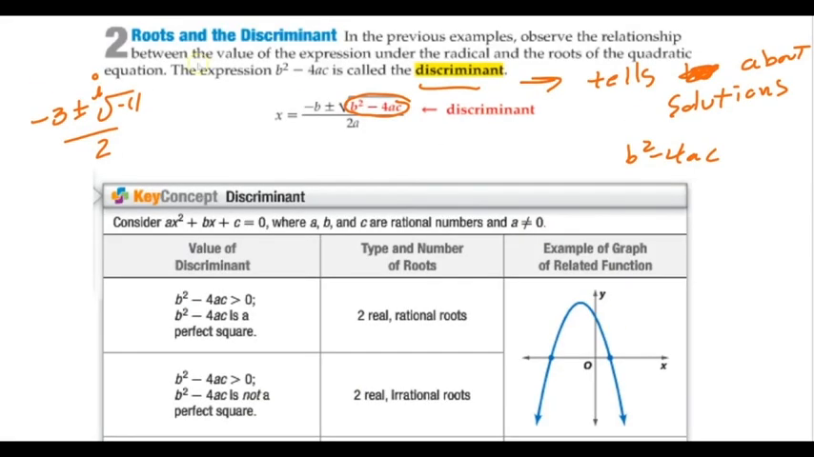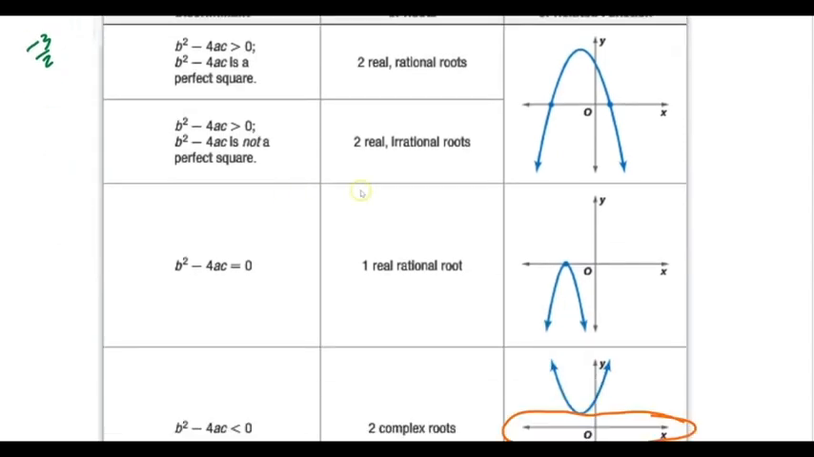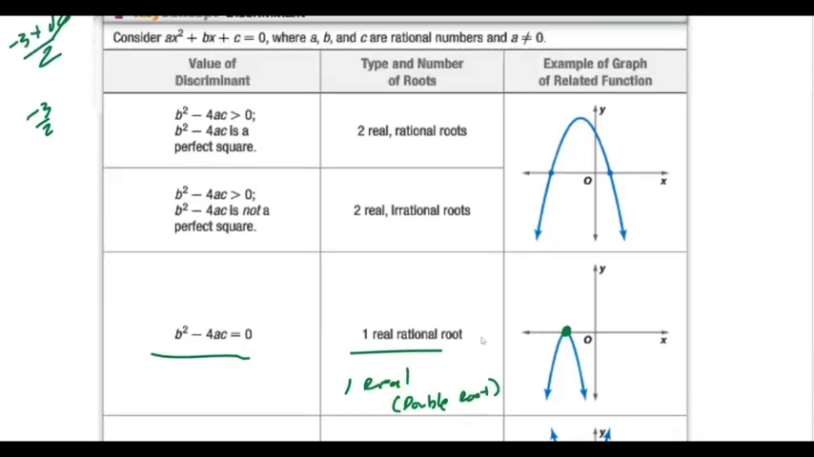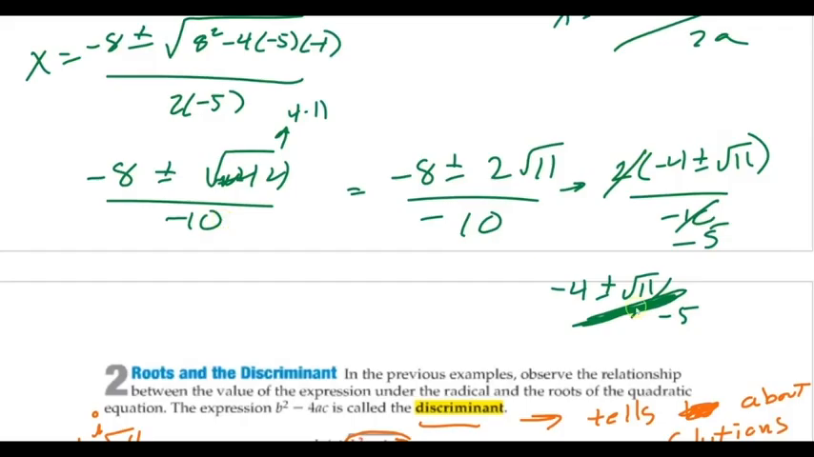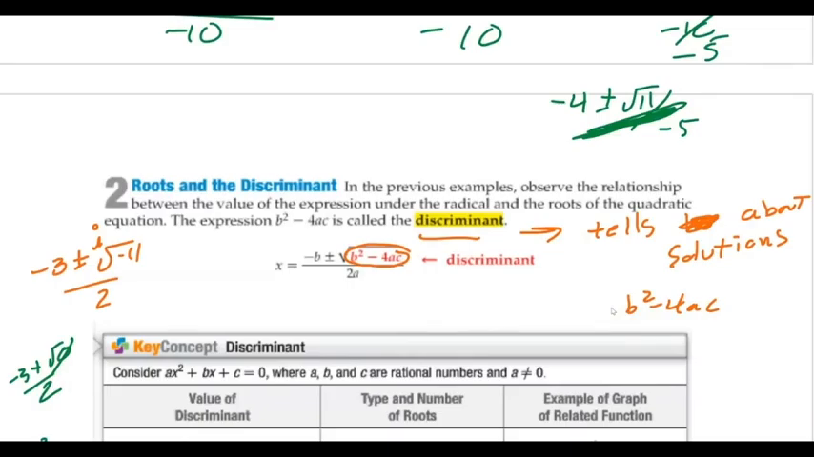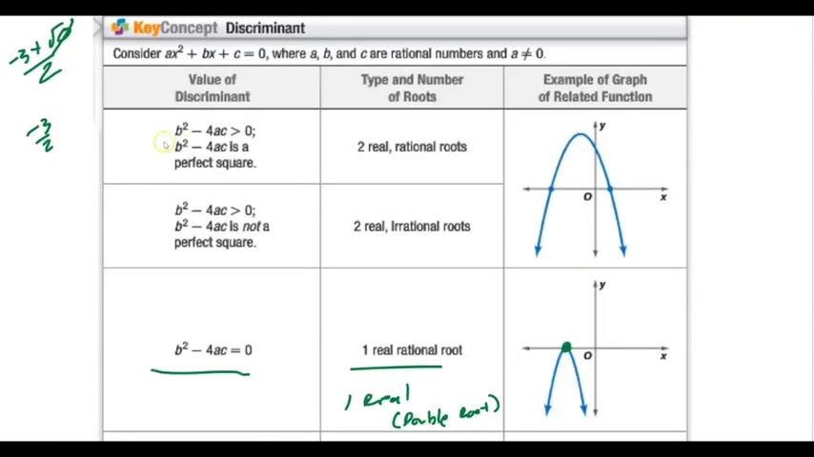Second, what if that thing's a 0? What if the discriminant's a 0? This cancels out, you just get negative 3 over 2, you get one answer. What happens when you get one answer? It's a double root. The discriminant equals 0, there's only one real root, which we call a double root. And finally, what if it's a positive? Well, then we get 2 answers, plus and minus. So if it's positive, you get 2 answers. And that's what the discriminant tells you.